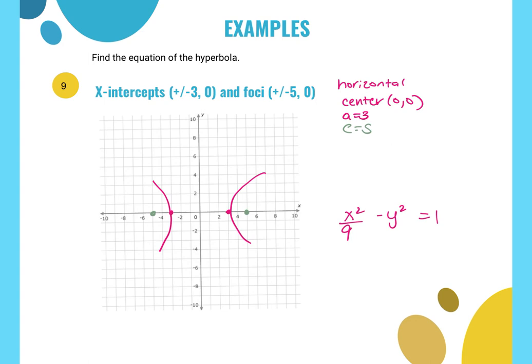C is 5. Good. So then c squared equals a squared plus b squared: 25 equals 9 plus b squared. Subtract the 9. 16 equals b squared, so b equals, well, I don't even need it. B would be 4, but all I need is the squared because that's what goes into the equation.